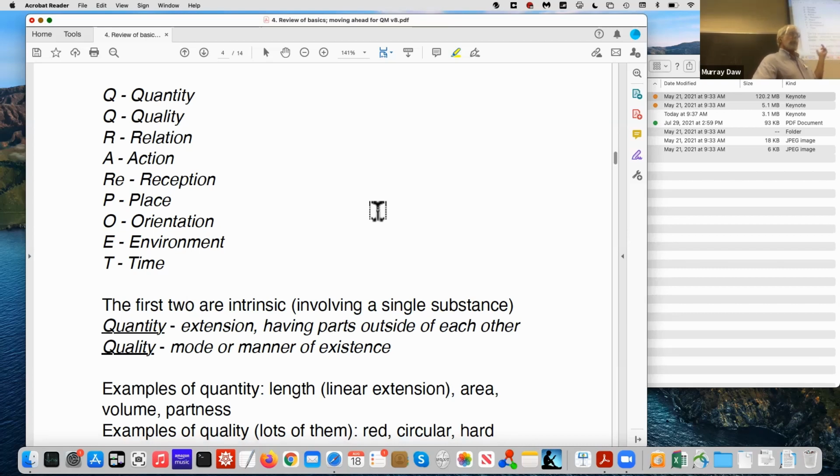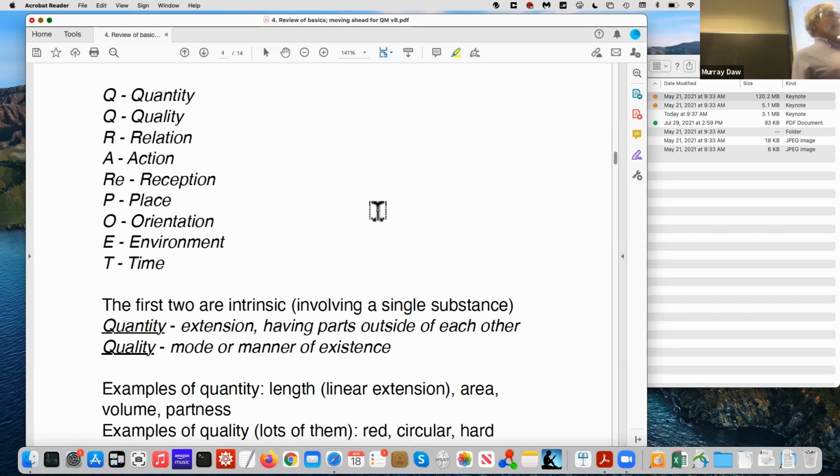Okay, the first two, and all of the properties that you can talk about substances, physical things, will fit somewhere in this list. So the first two are called intrinsic, and they have to do with just the substance by itself. The other seven have to do with relations between substances. Somehow two substances are involved in some way, maybe more.